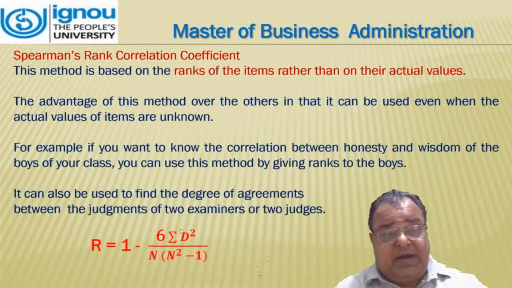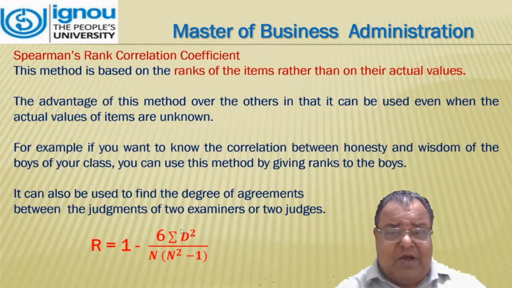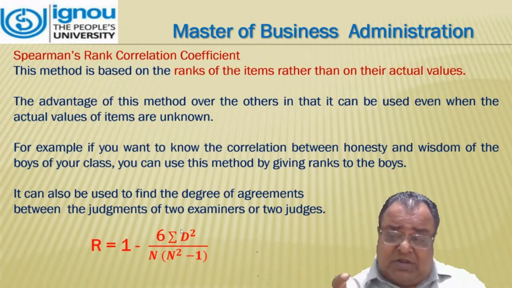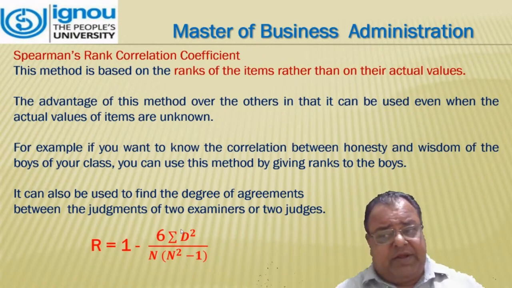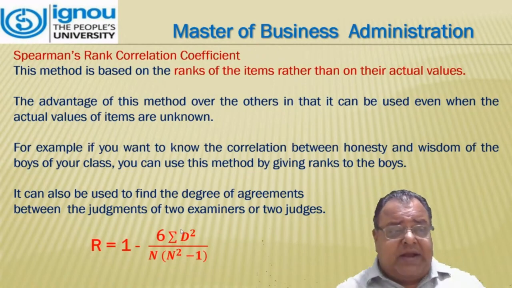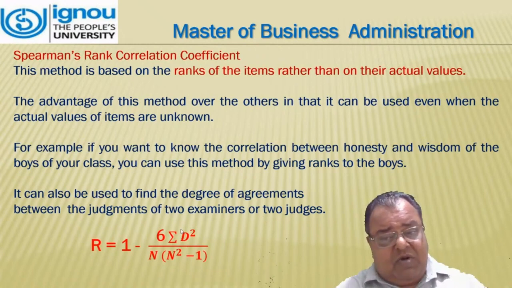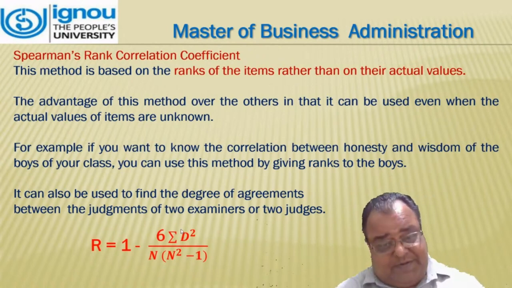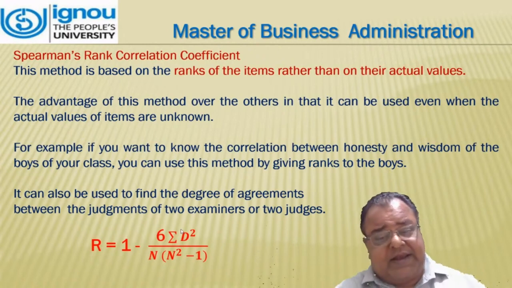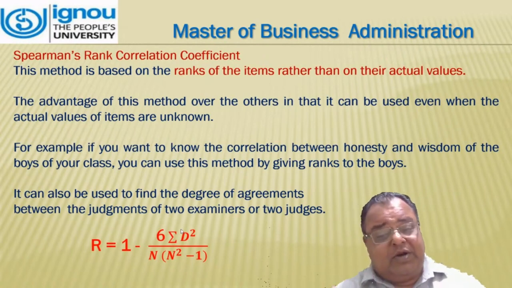Then comes Spearman's rank correlation coefficient. This method is based on the ranks of the items rather than on the actual values. The advantage of this method over the other is that it can be used when the actual values of items are unknown. For example, if you want to know the correlation between honesty and wisdom of the boys of your class, you can use this method by giving ranks to the boys. It can also be used to find the degree of agreement between judgments of two examiners or two judges.